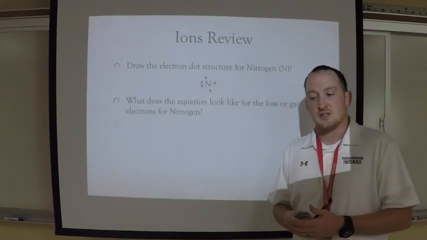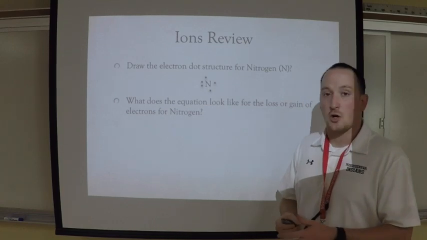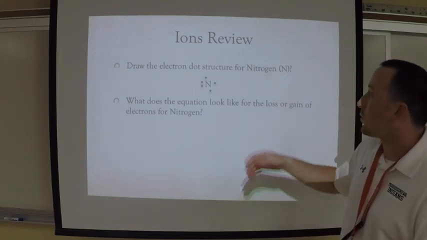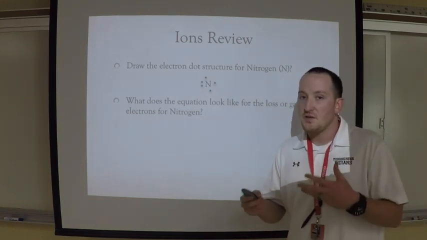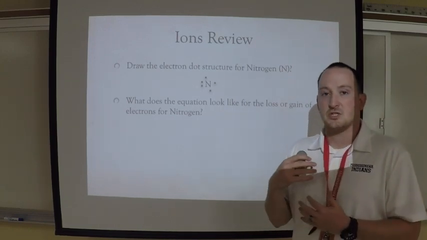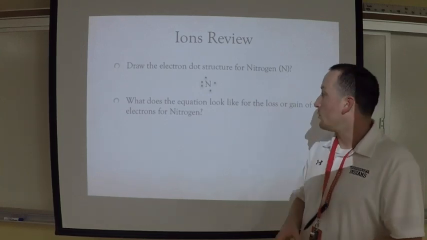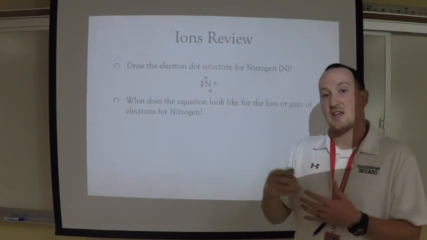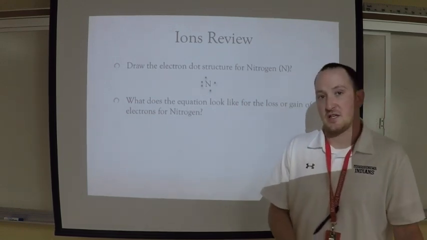The next thing that we talked about is the equations for when atoms gain and lose electrons. This is actually called ionization, when atoms get ionized. So what we're going to look at is what the equation looks like for the loss or gain of electrons for nitrogen. In previous chapters, we talked about something called the octet rule. The octet rule means that atoms either want to get to 8 valence electrons or they want to lose their valence electrons to get to 0. Because nitrogen has 5 valence electrons, it's easier for it to get to 8 by gaining 3 electrons than by losing all 5 of its valence electrons and getting to 0.